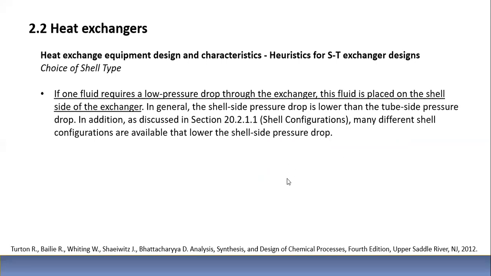If one fluid requires a low pressure drop through the exchanger, if this fluid is placed on the shell side of the exchanger, in general, the shell side pressure drop is lower than the tube side pressure drop. In addition, as discussed in section 22.1, that is in shell configurations, many different shell configurations are available that lower the shell side pressure drop.